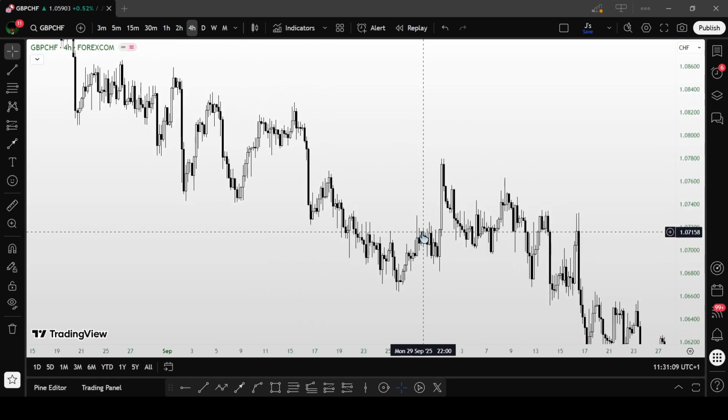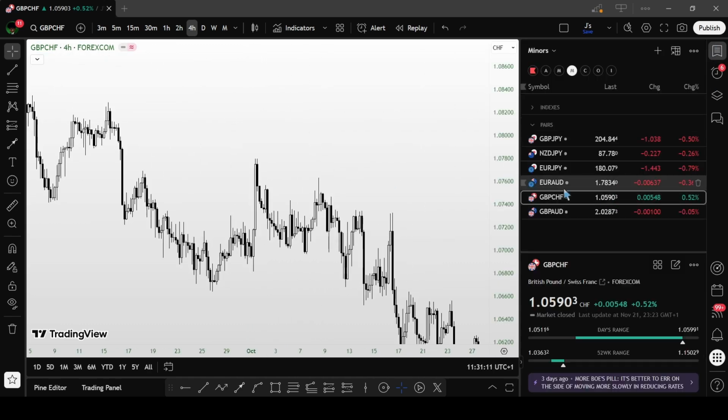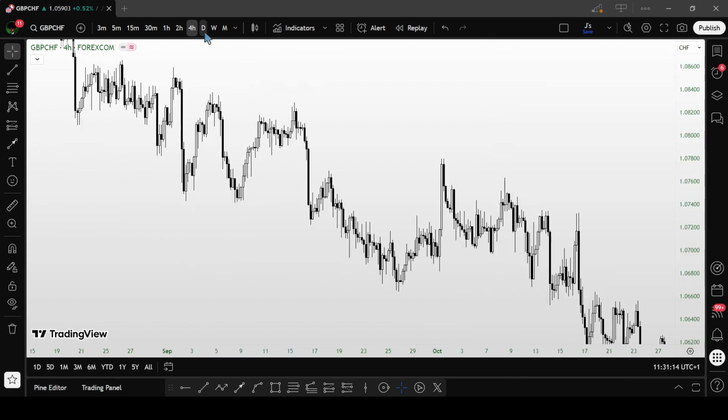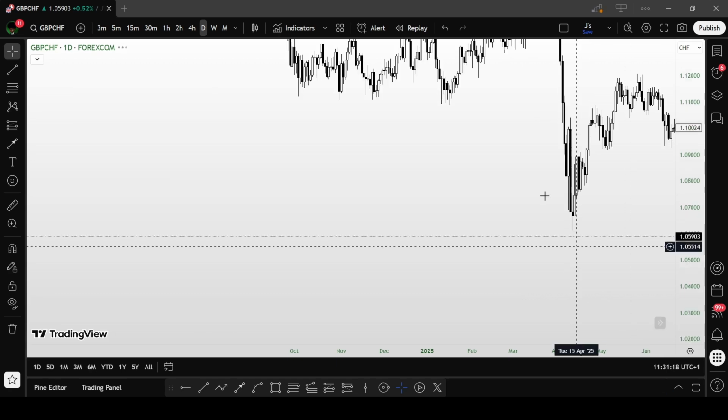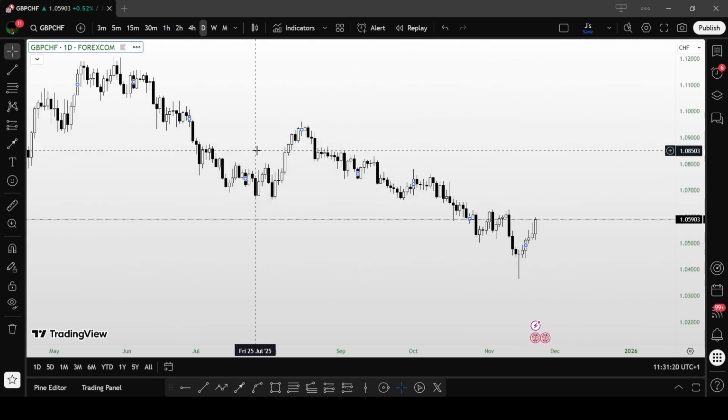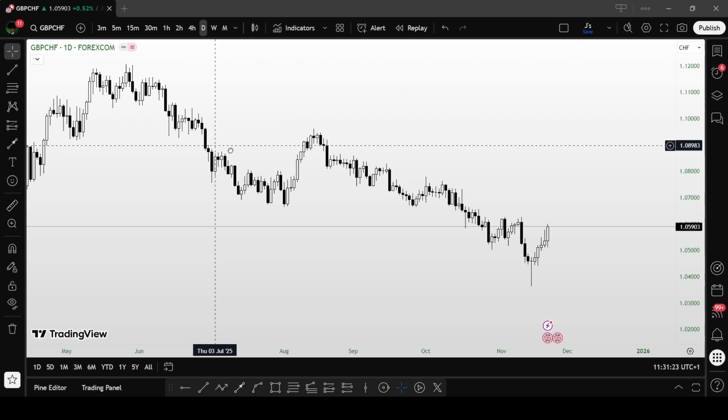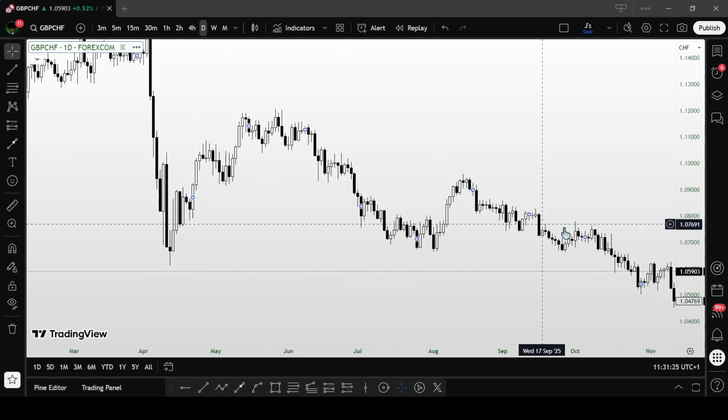I like the daily time frame because it's usually cleaner, but then I remember that this pair itself is not too clean. I'm not sure if going to the daily is going to solve my problems, but well, I think we can try. Now let's check it out here.